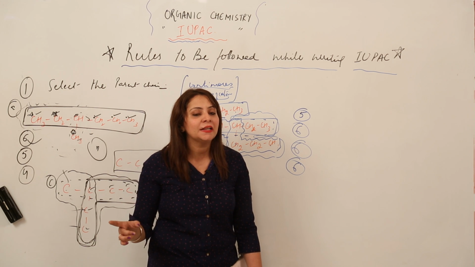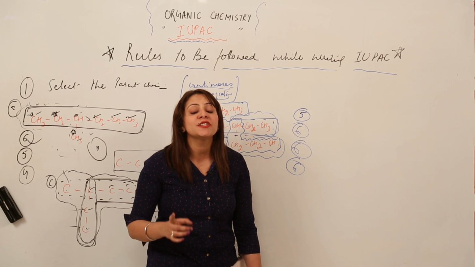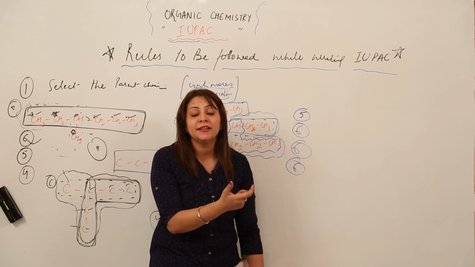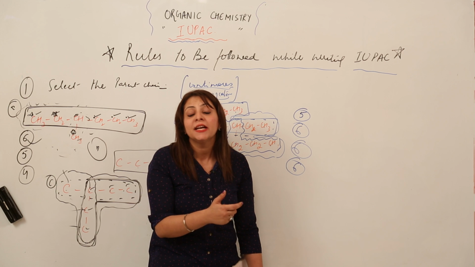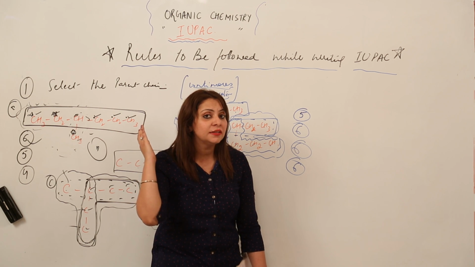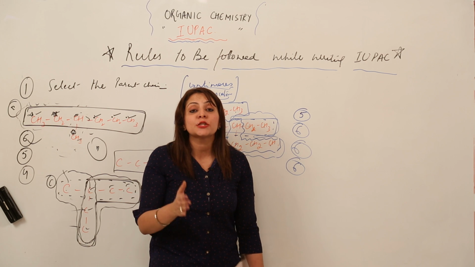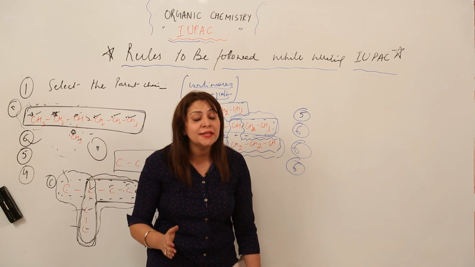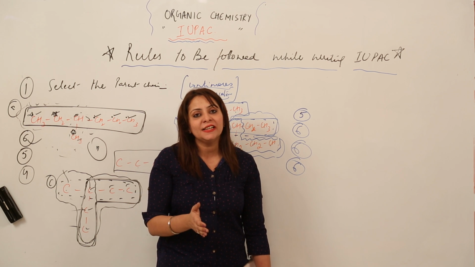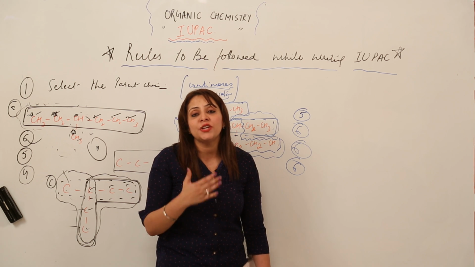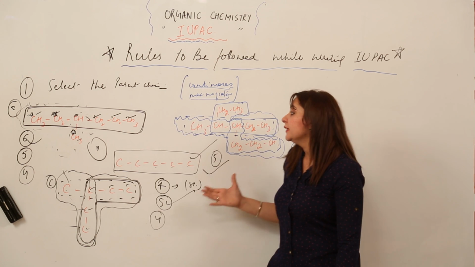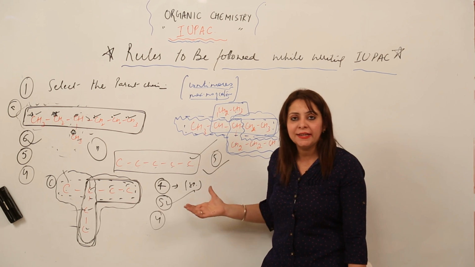What do we mean by maximum alkylated? We know an alkyl group is a substituent, but in general language, the chain which has the maximum substituents, or the maximum branches, will be preferred. And if the substituent is an alkyl group, then I will say it is the chain which is maximum alkylated, right. So these are the rules for how to select the parent chain. I think it's clear to you.